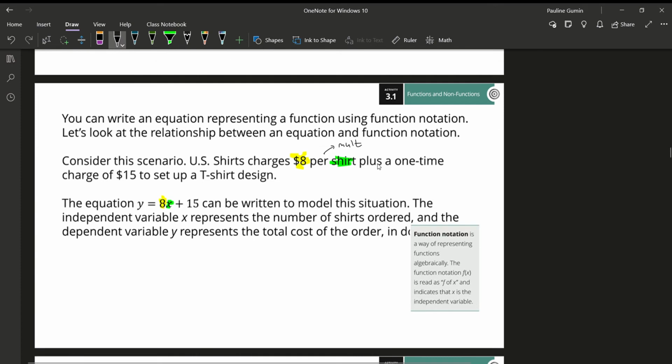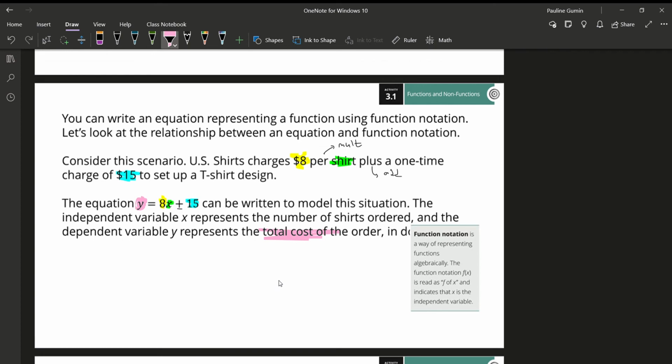Then we have the word plus, which means add, which we have right here. We have an addition, and a $15 charge, a one-time $15 charge to set up the T-shirt design. We add 15 because we only have to add it once. Once we add how much money we spend on each shirt and figure out how many shirts we're getting, and then add it to $15, what we get is our total cost, which is right here. Y would be our total cost. Now this looks like a regular equation.